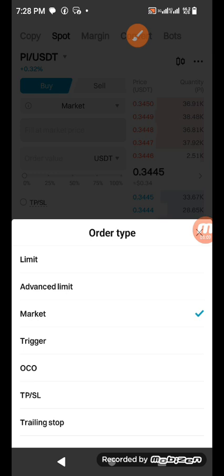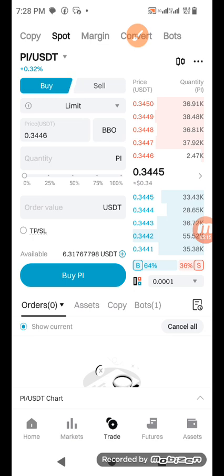You can also use advanced limits, market, all of these things. You see, there are so many of them. But as a beginner, I will always want you to focus on limits and market. Now, let me give you a little explanation of limits. Okay, let me click on it to show you.